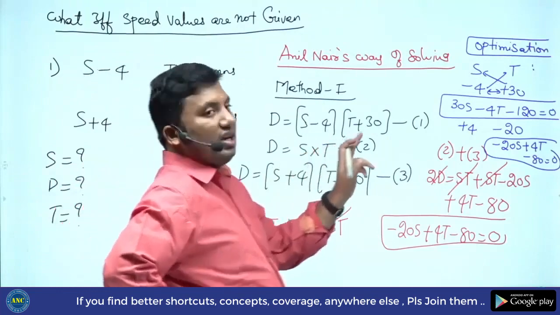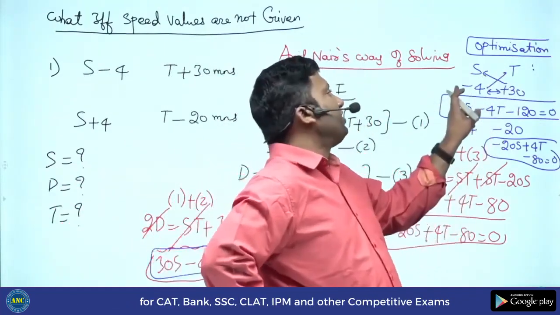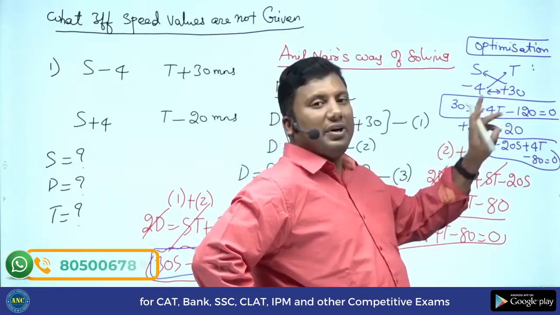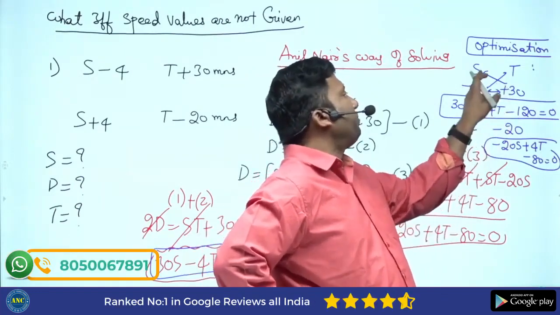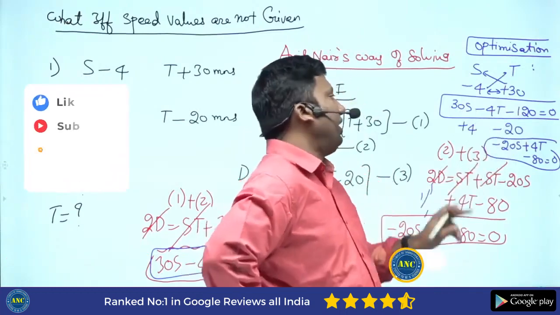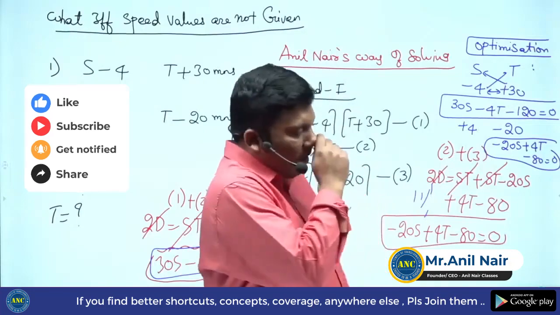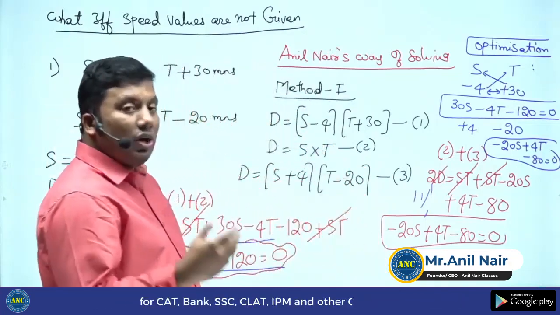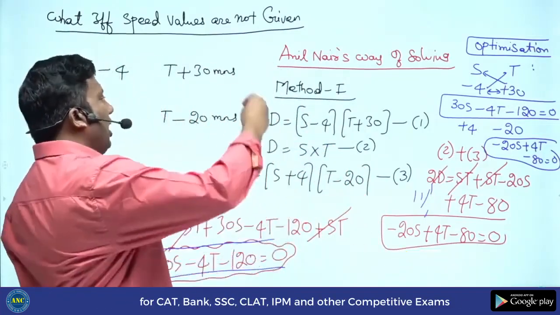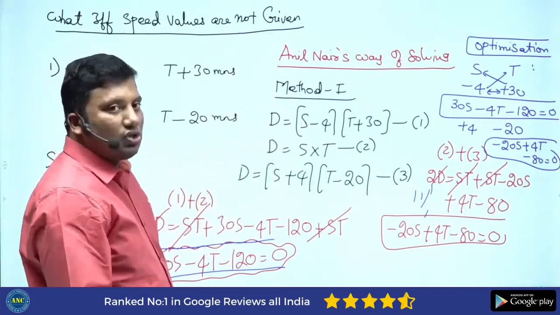Just write down the changes. Actual speed s, actual time period t. Speed decreased by 4, time period increased by 30. Cross multiplication: 30s minus 4t minus 120. Here also minus 20s plus 4t minus 80 equal to 0. Two variables, two equations. Almost all teachers will teach this kind of way to solve it.